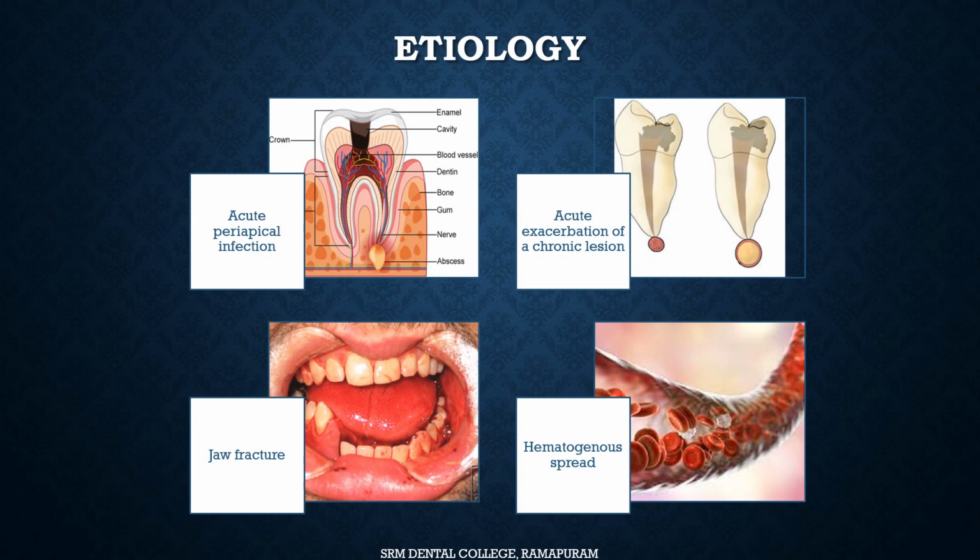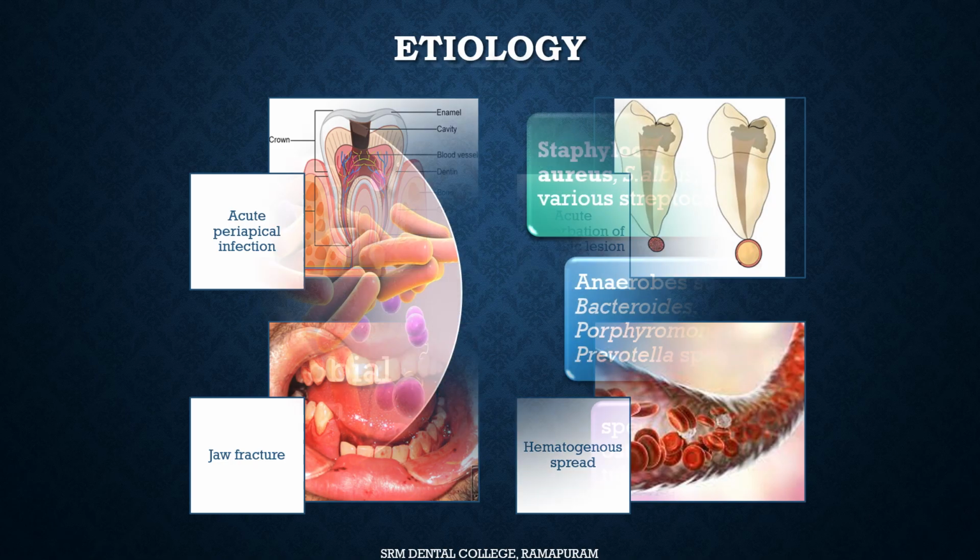So what causes this acute suppurative osteomyelitis? As I said previously, acute suppurative osteomyelitis can be caused by a spread of infection from the pulp to the periapical region, or it can occur as an acute exacerbation of a chronic lesion like your periapical granuloma and your periapical cyst. It can also occur as a result of jaw fractures from traumatic accidents and as a result of hematogenous spread. So infection from the bloodstream can settle in the bone of the jaws, resulting in osteomyelitis.